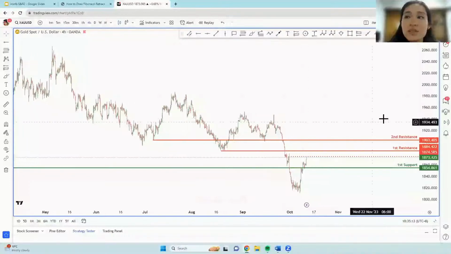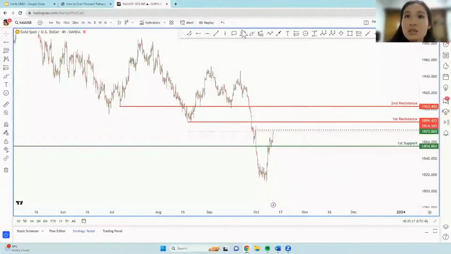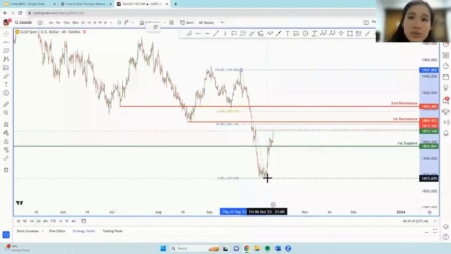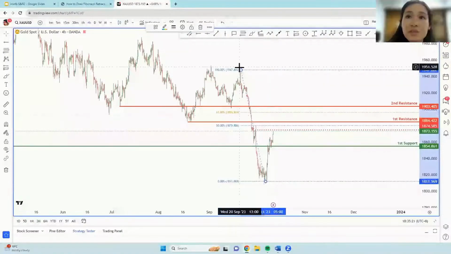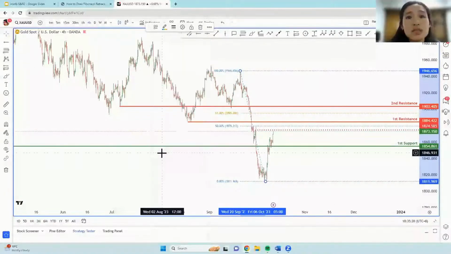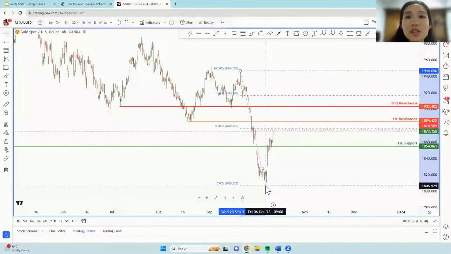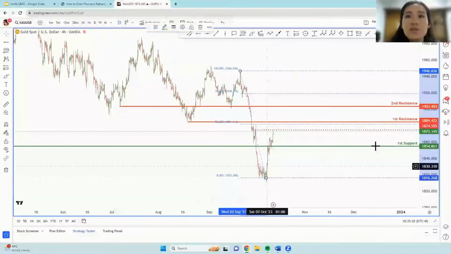Now let's add some Fibonacci levels. I can see that my 50% lines up with my first resistance. This is a little bit too far, but if you look at my 50%, it's about my first resistance. So that's fine.